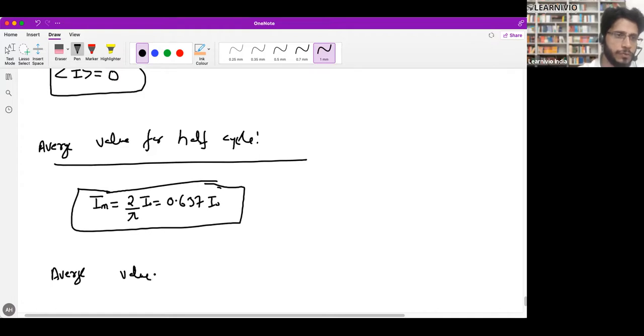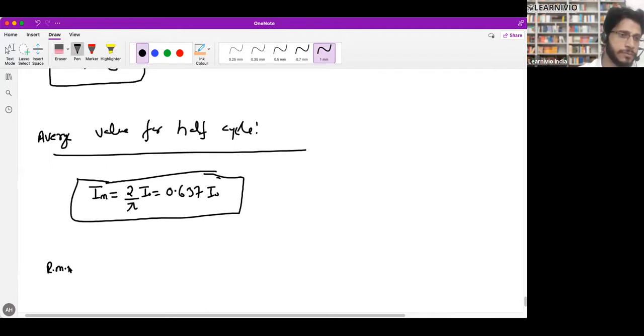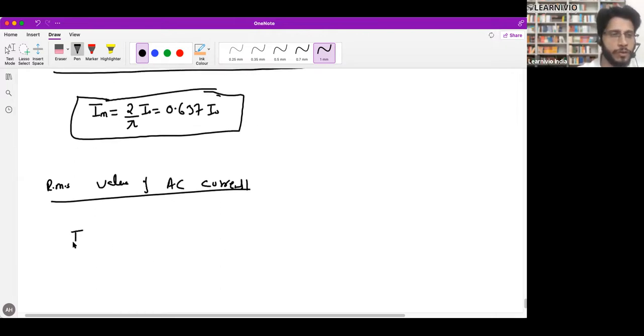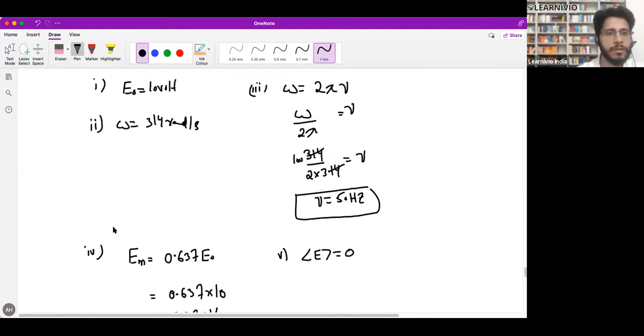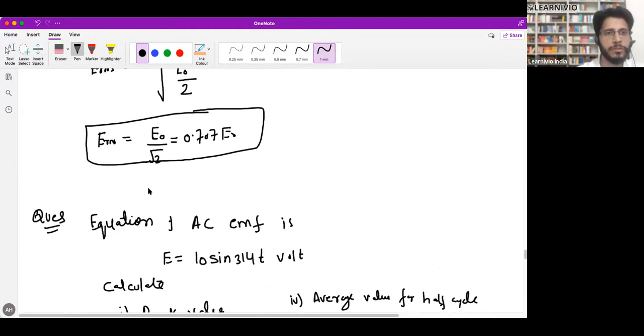Average value is over. Next, I need RMS value. Sania, what should be the RMS value of AC current? You know the average value of EMF. RMS value, sorry, not average. What was ERMS? This was ERMS: E naught by root 2, 0.707 of E naught.